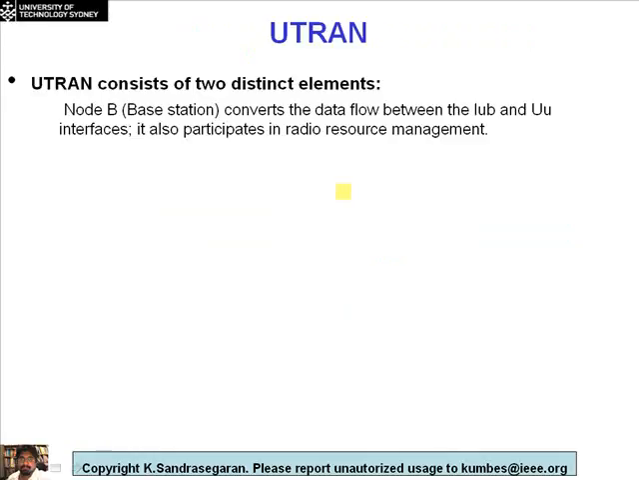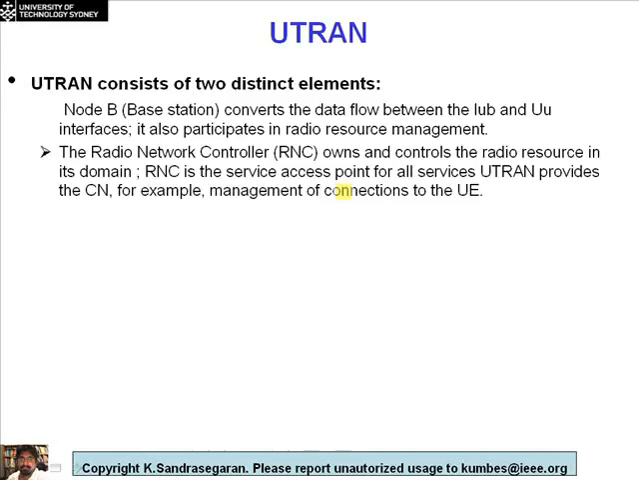Okay, so what else do we know about the UTRAN? The UTRAN, as we said, consists of the Node B, which does the data flow. Whatever is coming on the air interface, on the Uu interface, it converts into ATM cells and transmits on the Iub interface. It also performs some important radio resource management functions. Then the next element is the RNC, which is probably the most important and probably one of the most expensive pieces of equipment in the UMTS network.